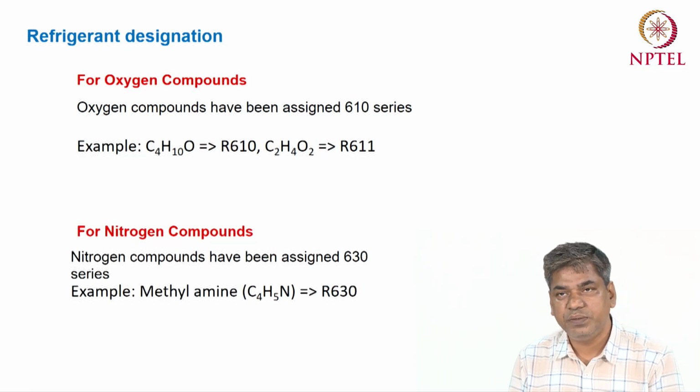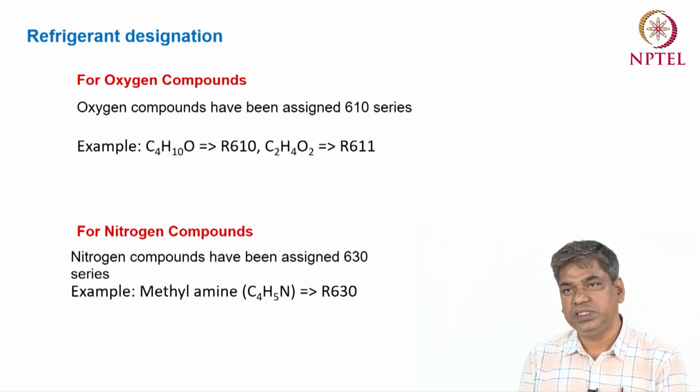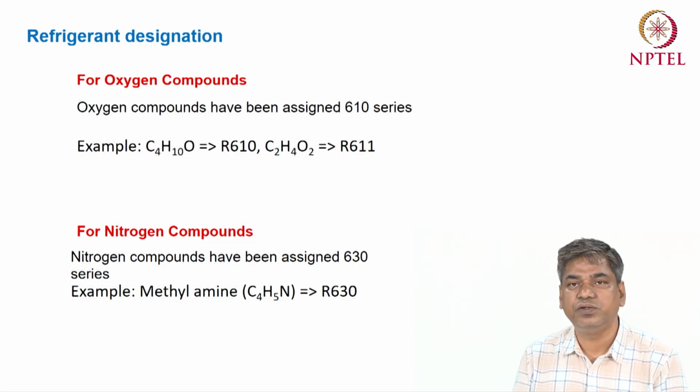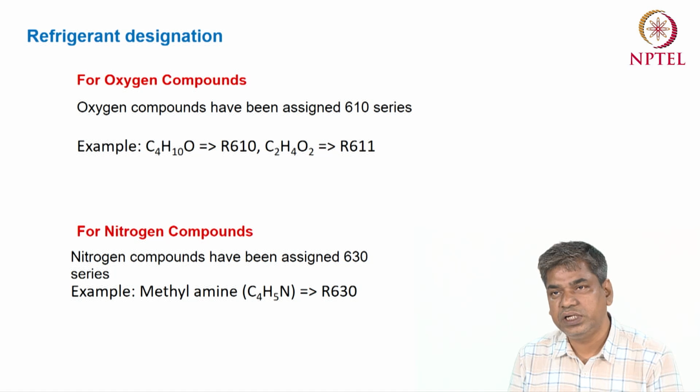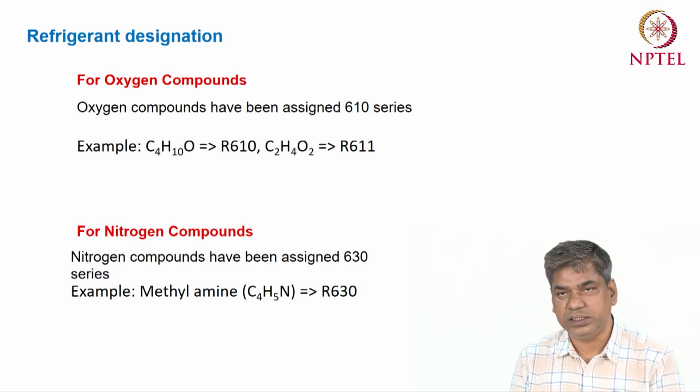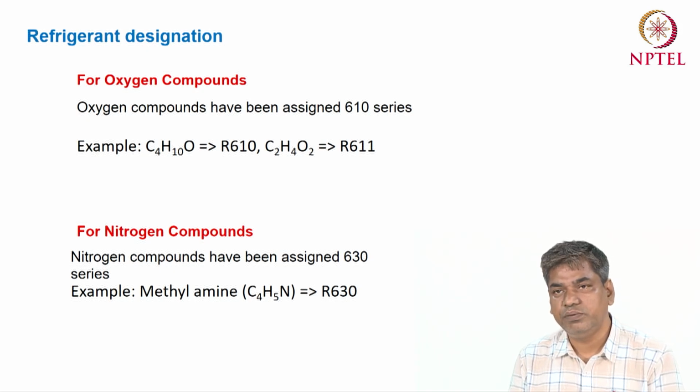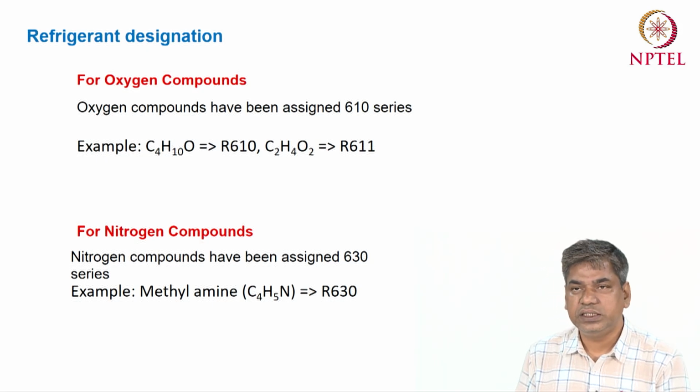Similarly, if a nitrogen compound is there, that means if nitrogen molecules are there, we can use the 630 series. For example, methylamine, whose formula is CH5N, has nitrogen molecules, so for this case we can use the nomenclature R630.